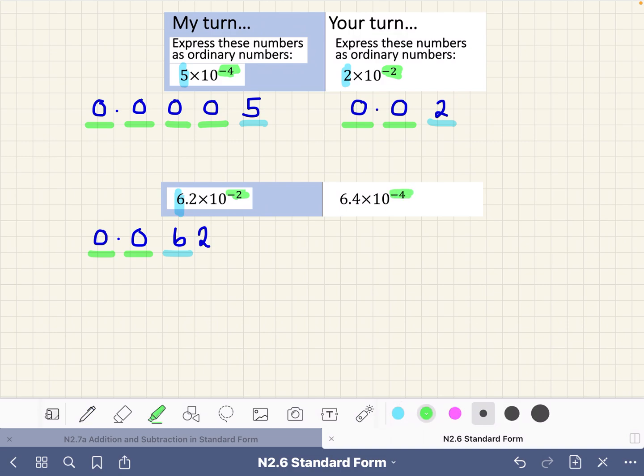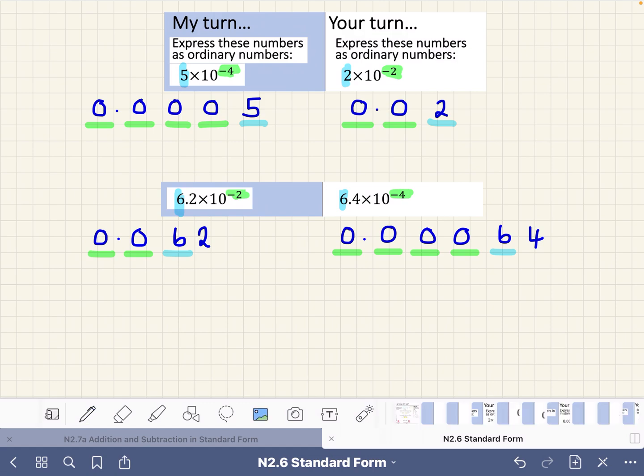Minus 4 tells us we have a 0-point value. In this case, it means we have 1, 2, 3, 4 spaces until we reach this 6. Those spaces are filled with zeros, so we have 0.000 when we reach the 6 and pop the 4 right next to it. So 6.4 multiplied by 10 to the minus 4 is the same as 0.00064. Last example.